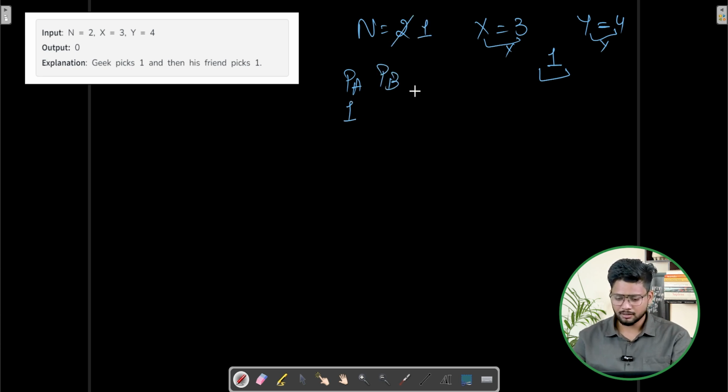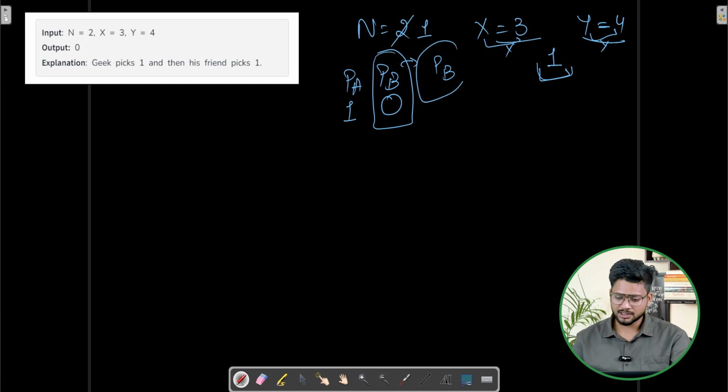Now player B cannot take 3 coins or 4 coins. He can only take 1 coin, so the number of coins left is 0. Player B has taken the last coin, so the winner is player B. We just have to check whether player A can win or not. If player A can't win, then we have to return 0. I think after this, the question is clearly understood.